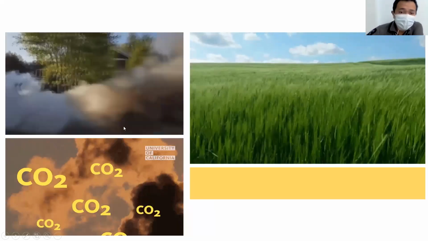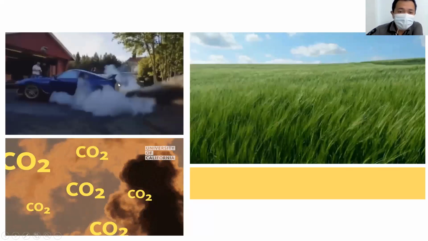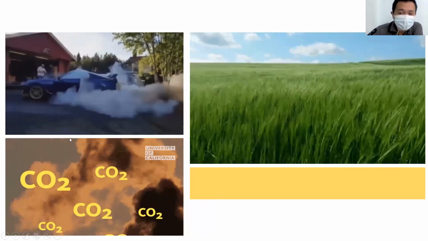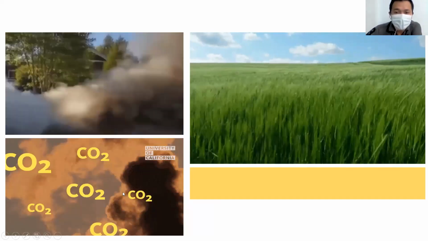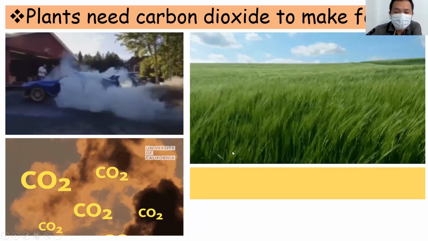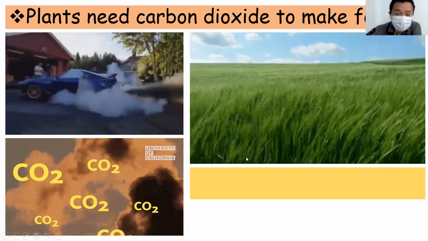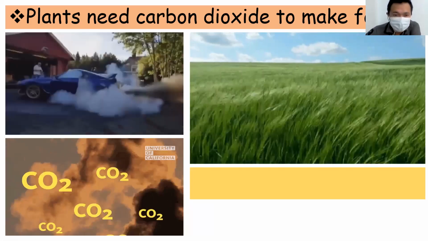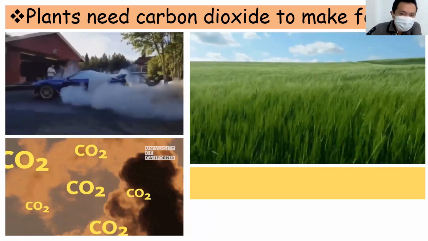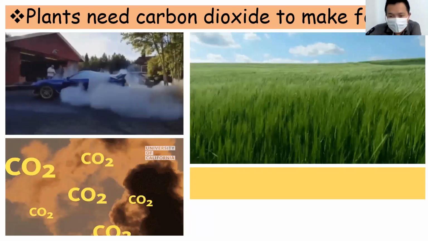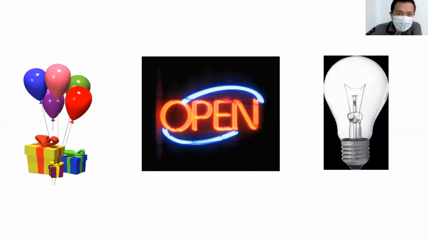So look at this one. The car is producing what? Producing carbon dioxide. That's too much. And carbon dioxide is not good for us. It's not good for the people. But the plants need carbon dioxide to make food. So that's the difference between the two. If you're going to differentiate, humans and animals need oxygen, while plants need carbon dioxide to make food.